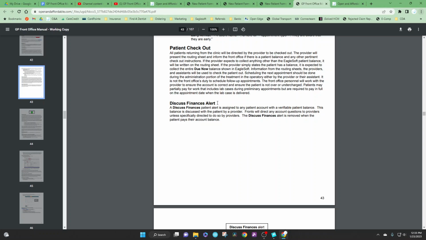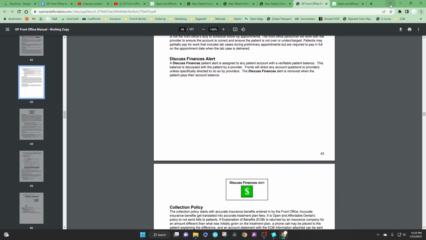Now, we have seen in the past that fronts get into that conversation with patients, and then the patients get upset, and that financial discussion ends up in the waiting room. Other patients get stressed out. So again, if there's a Discuss Finances alert, usually on the routing sheet you're going to have it highlighted that there's a past balance due, and then the doctor will look at their account and have the discussion in the back. Then when the patient comes up, they'll make the payment, or create the payment plan, or take the CareCredit payment, and we'll have a video for each one of those.